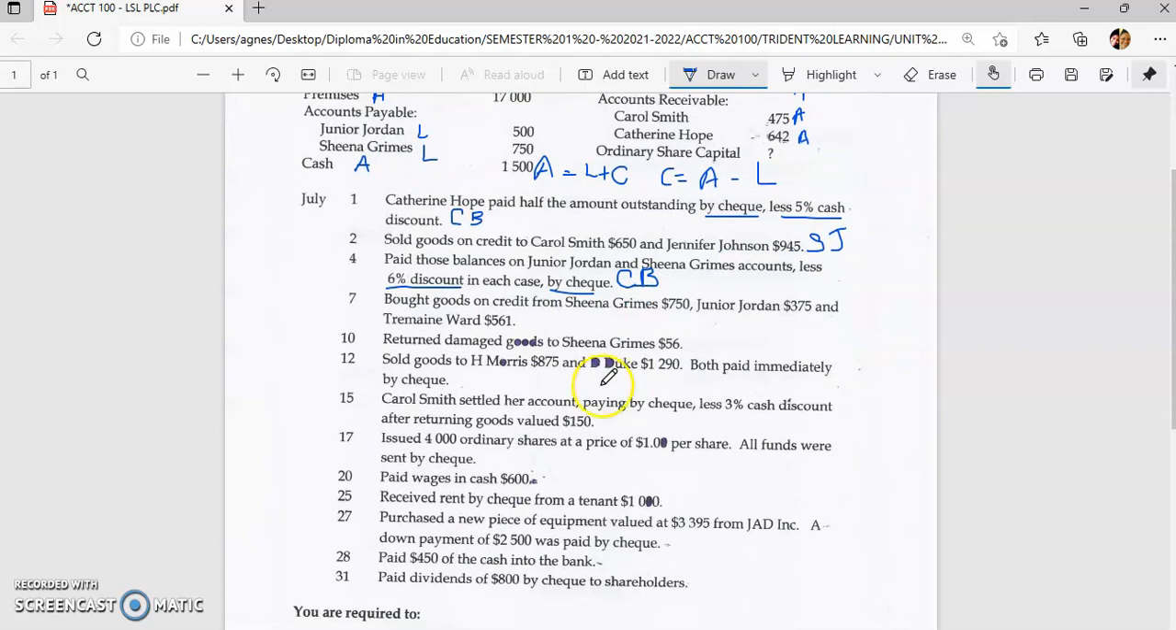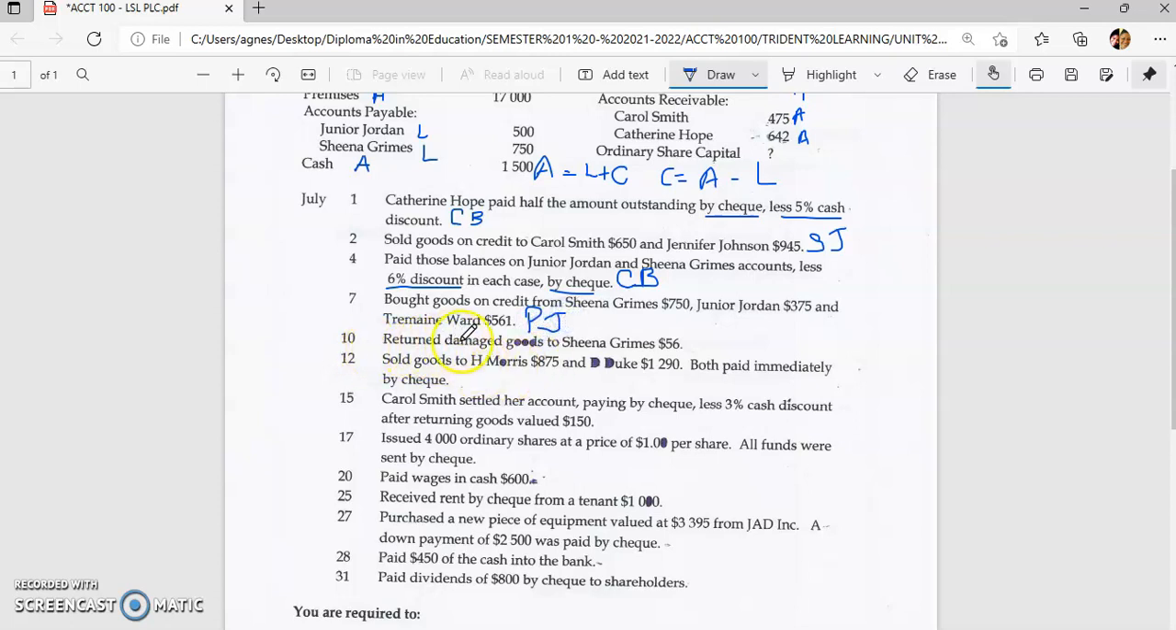book as well. On the 7th of July, bought goods on credit from Sheena Grimes for $750 and Junior Jordan $375 and Tremaine Ward $561. So now LSL Plc is buying goods on credit from suppliers, and we state when goods are bought on credit from the suppliers, then that is recorded. That is a credit transaction, and it is recorded in the purchases journal.